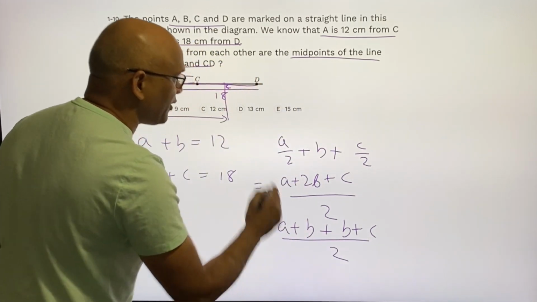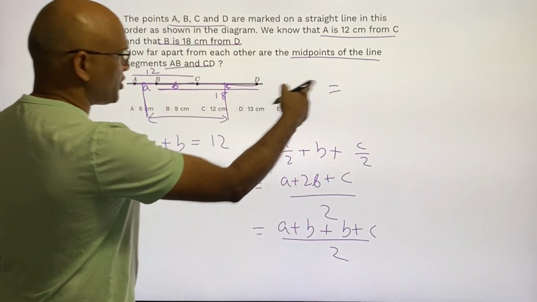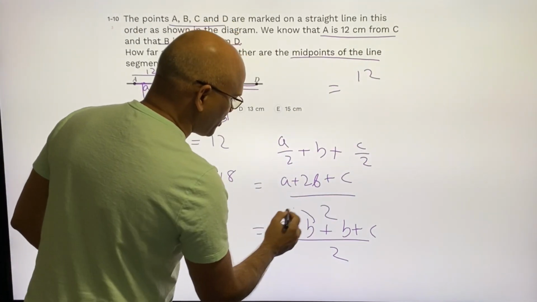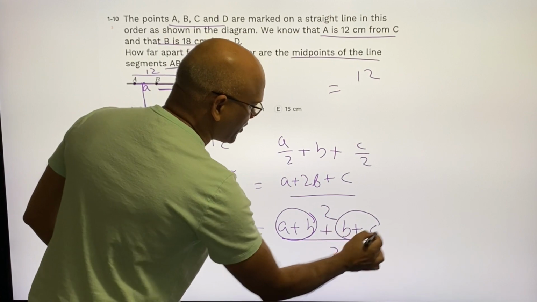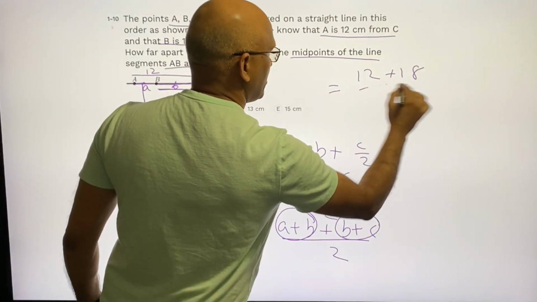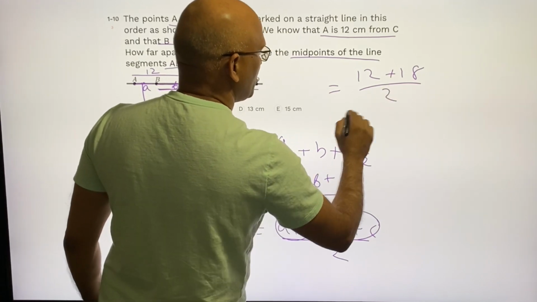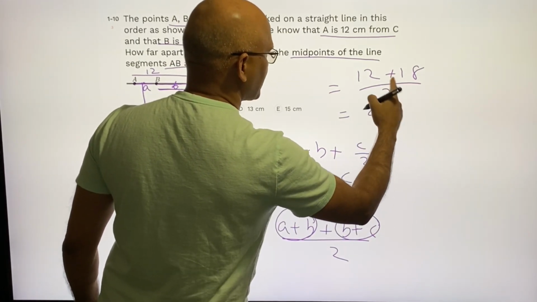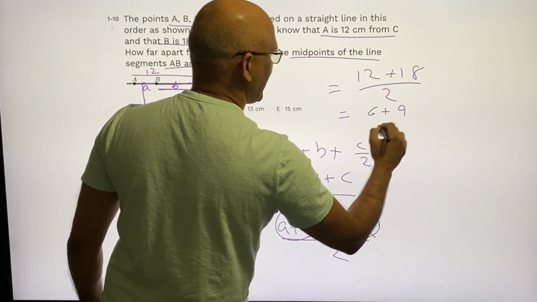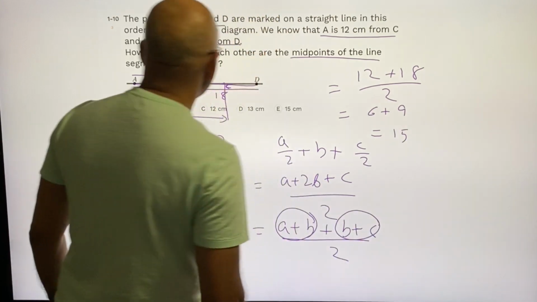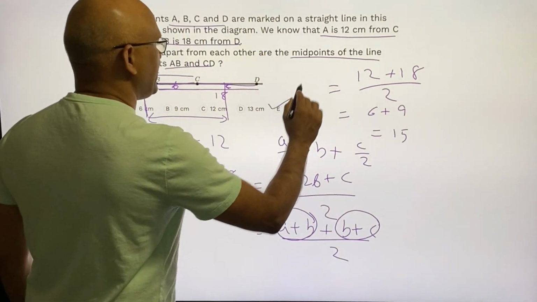So a plus b I know is 12. Again b plus c I know is 18, divided by 2. So this is going to be 6 plus 9. So this is going to be 15, right? So then E is the correct choice.